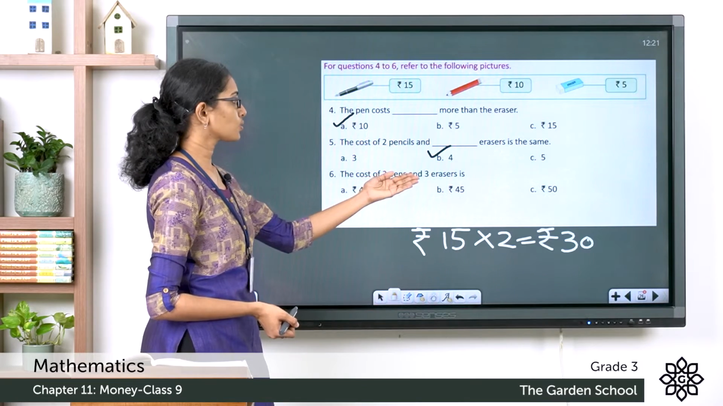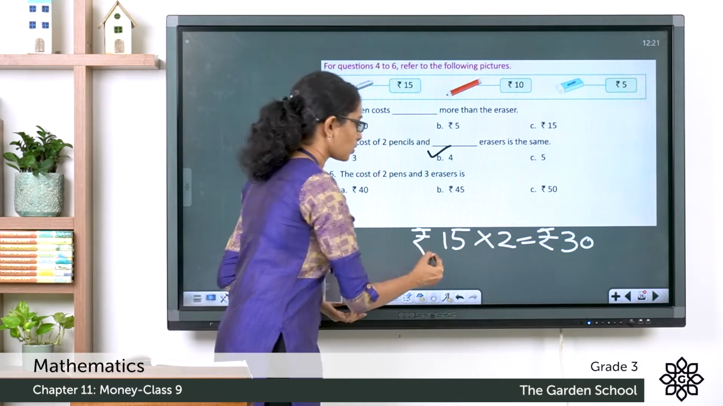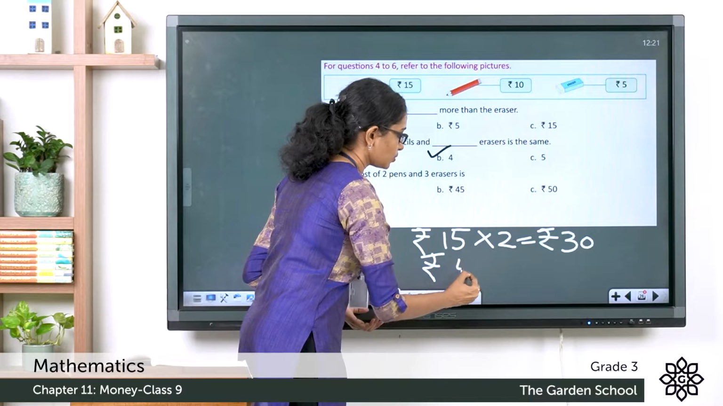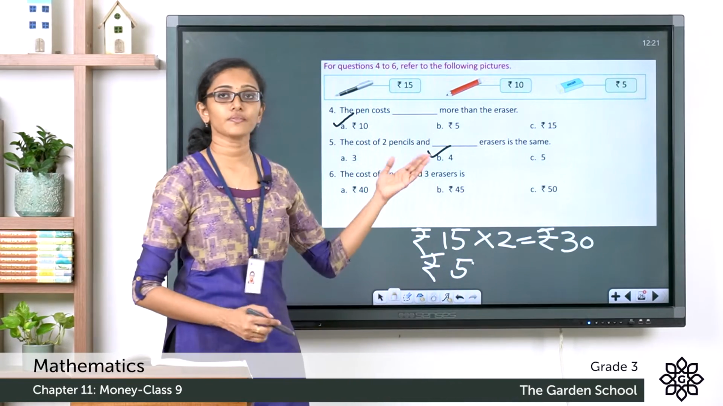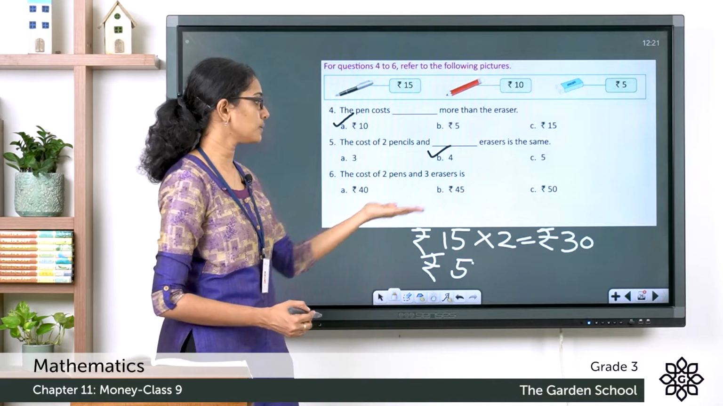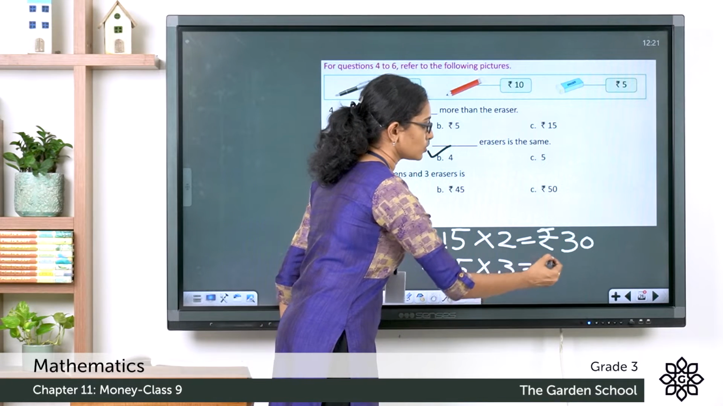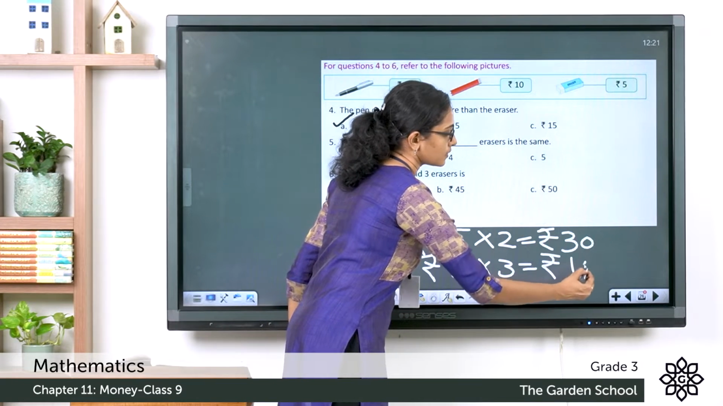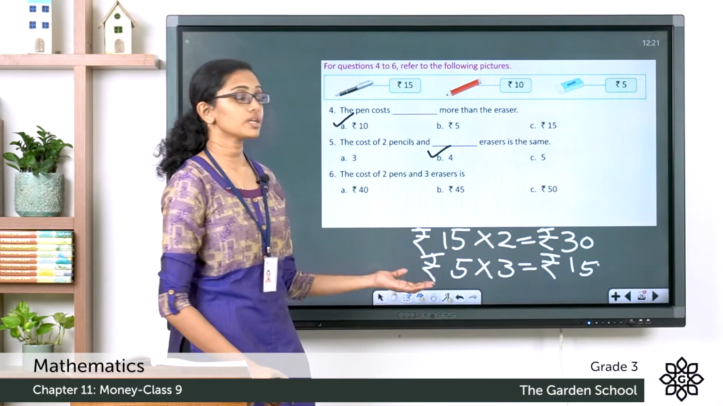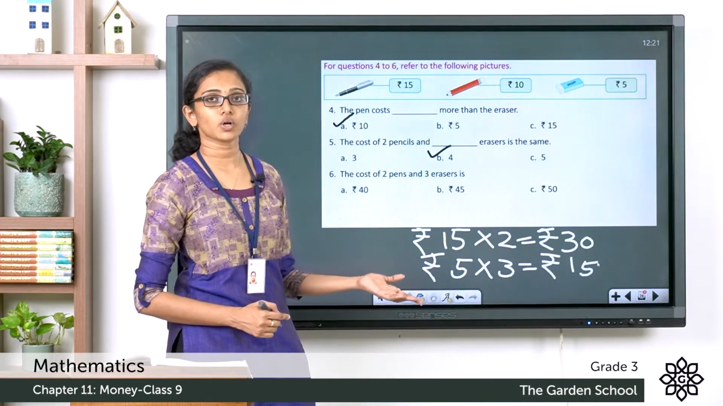Now, what is the cost of 1 eraser? The cost of 1 eraser is equal to 5 rupees and hence the cost of 3 erasers will be equal to rupees 5 into 3 which is equal to a total of rupees 15. Now, what is the total cost? How do we find the total cost?